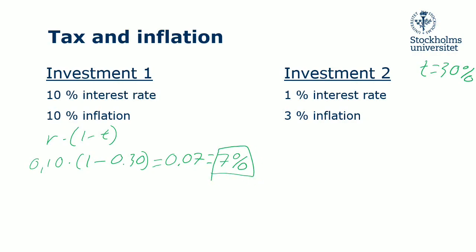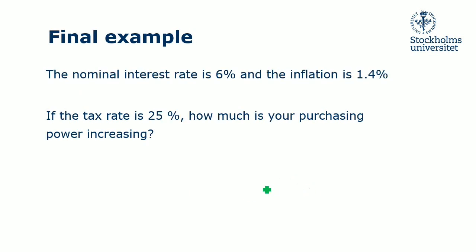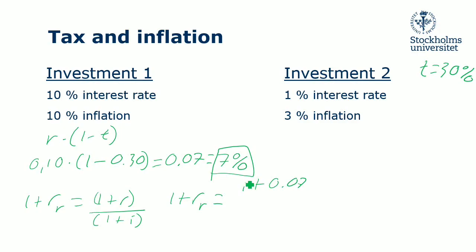How much does our purchasing power increase by then? Well, we had this formula, 1 plus the real interest rate equals 1 plus the nominal rate divided by 1 plus inflation. And this you can do also with after-tax, it doesn't matter, it's the same formula. So the after-tax real interest rate would then be 1 plus the nominal interest rate after tax, 1 plus 0.07, divided by 1 plus the inflation, which was then 10%.